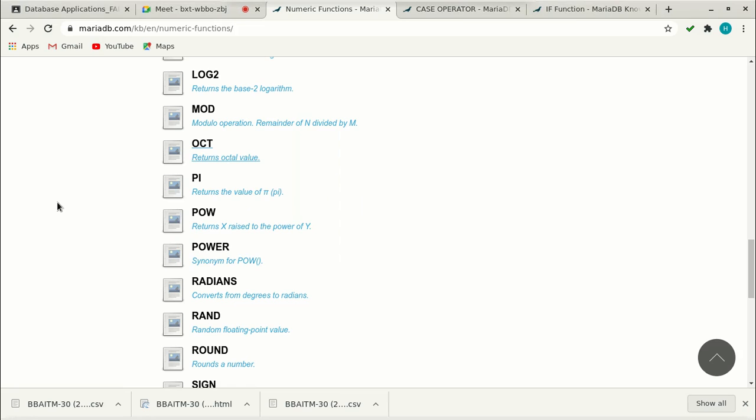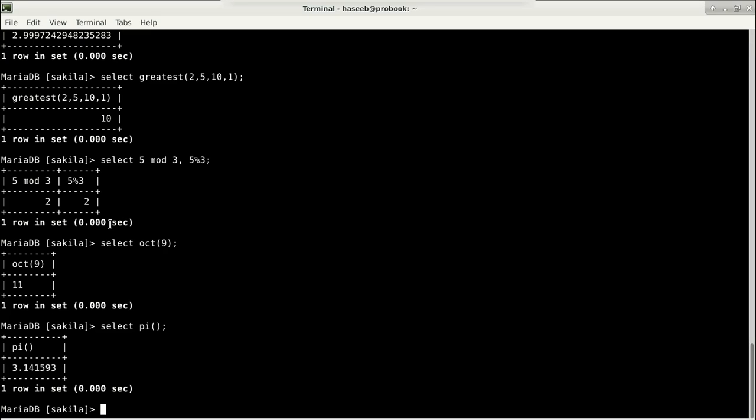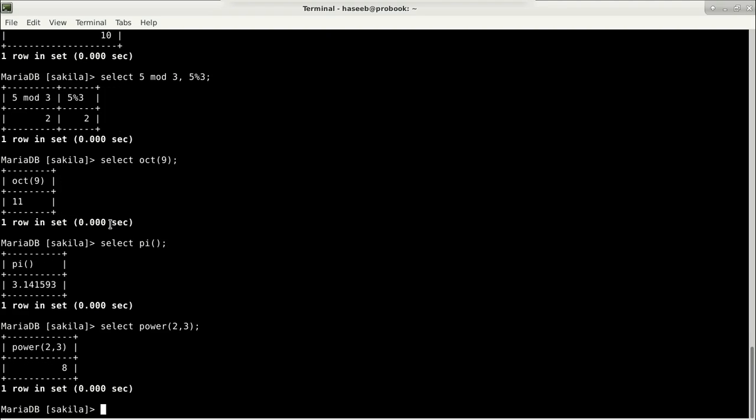Power function and pow both are the same. Quite a useful function. It is used to calculate the power of a number. Select, you can write power, you can write POW. Let's say I want to calculate 2 power 3, so first the base and then the power, so I will get the respective answer.